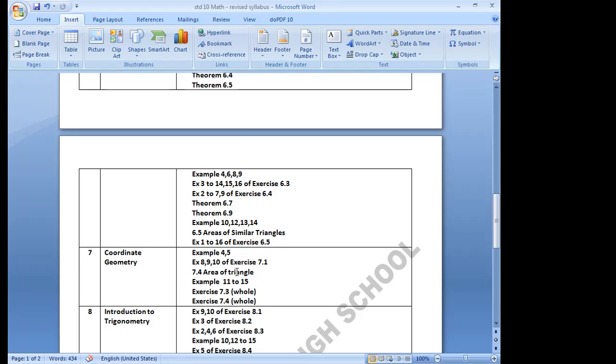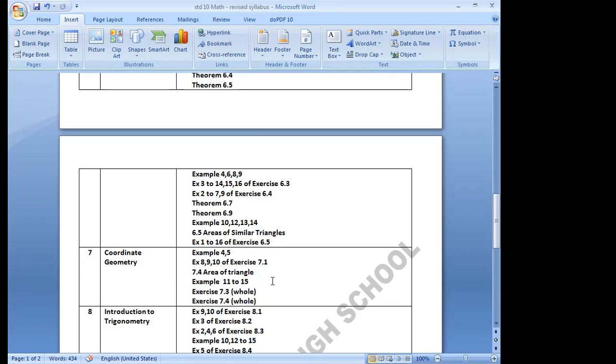Next topic, that is 7.3, section formula included. Page number 162 I'm talking about. 164 example 6, example 7 included. 165 example 8 included. 166 example 9, example 10 included.